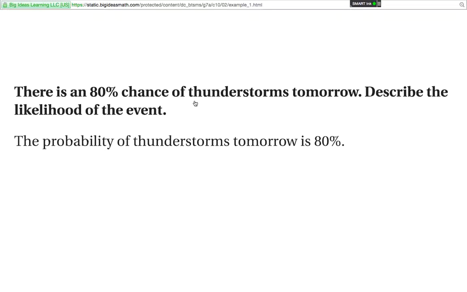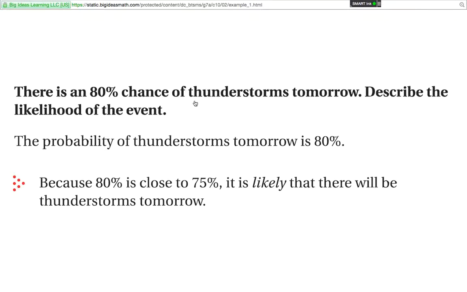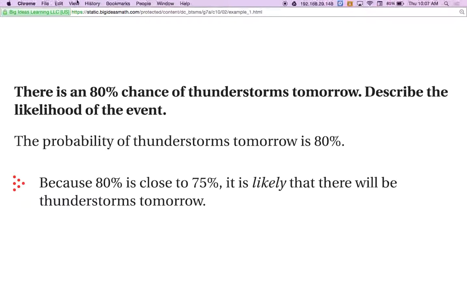So describe the likelihood of the event. The probability is 80%. Because 80 is kind of close to 75, you can say it's very likely that it'll happen. Some terminology there. Another example.